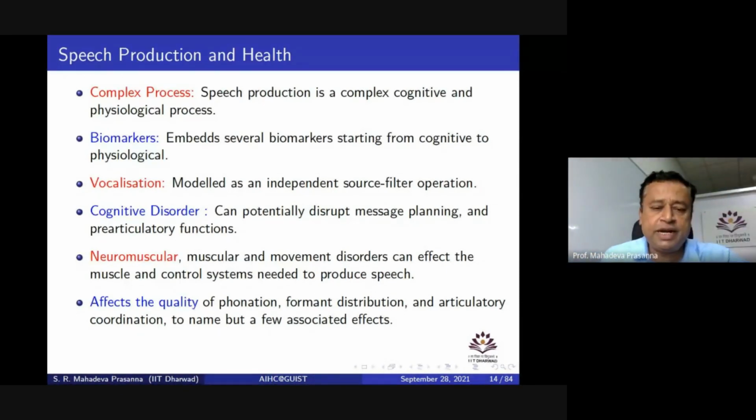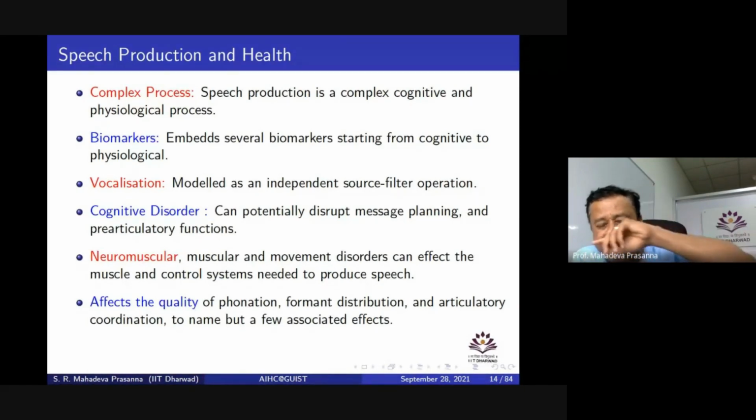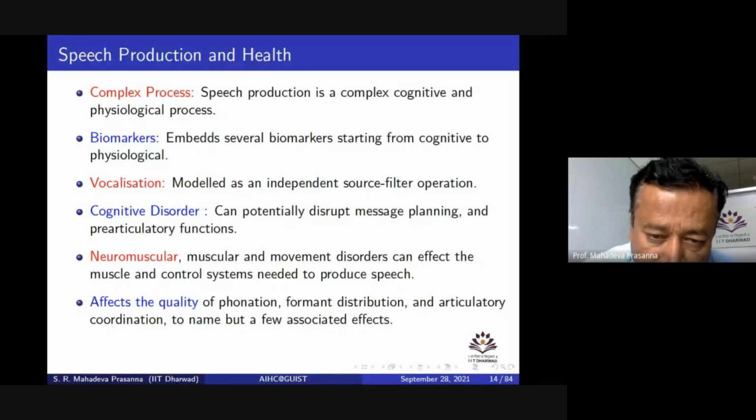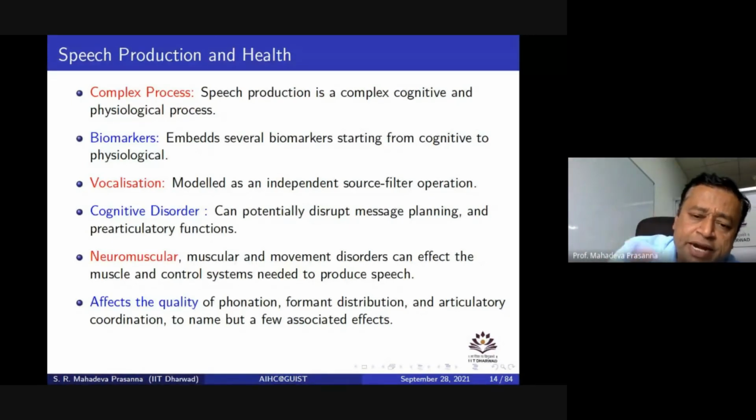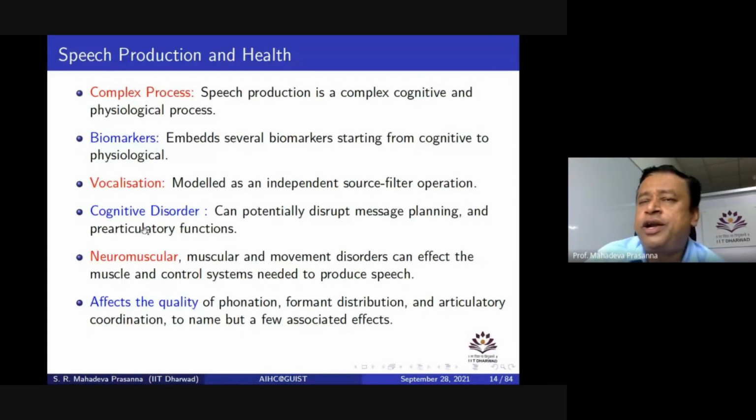When I want to generate speech using the speech production system, there is a lot of groundwork that happens in the cognitive system. That is called message planning as well as pre-articulatory function, that is, neuromuscular commands to be generated for the message to be produced. The whole activity gets disrupted because of the cognitive disorder.